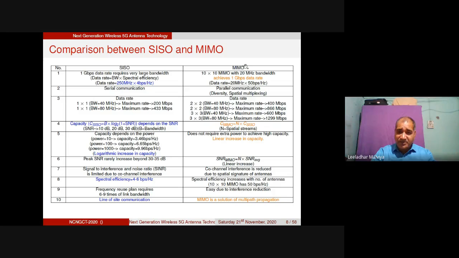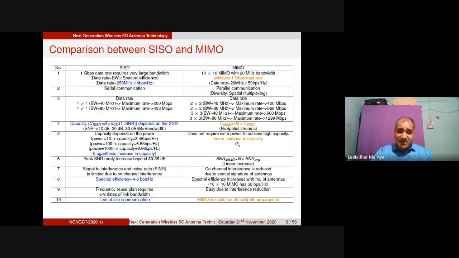But if you look at the capacity of the MIMO, that will depend on the number of streams, and number of streams means n cross n antenna, m cross n antenna. So number of streams is the product of the m cross n antennas in a MIMO system. So capacity of the MIMO is n times of the SISO, where n is the number of spatial streams, and spatial streams is the product of the number of antennas at the transmitter multiplied by the number of antennas at the receiver. So n is the product of transmitting antennas and the receiving antennas, right?